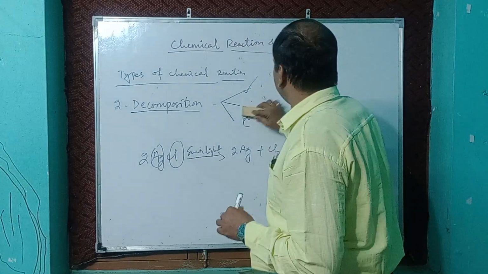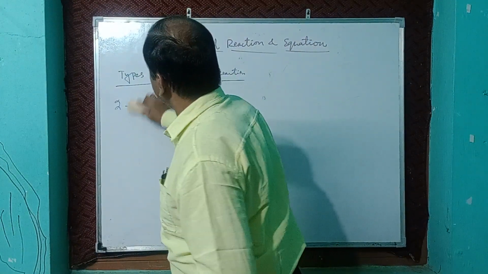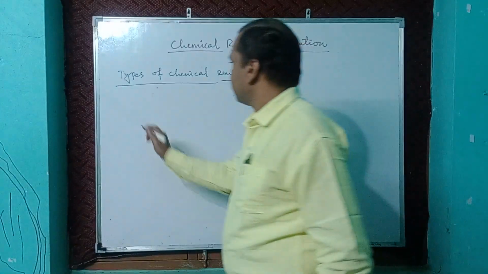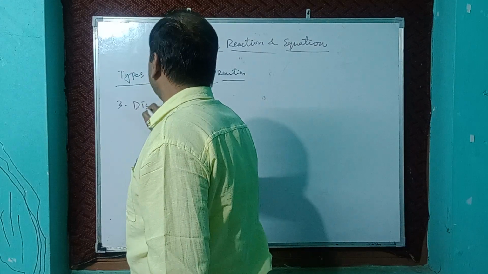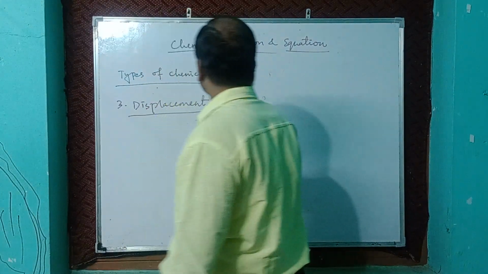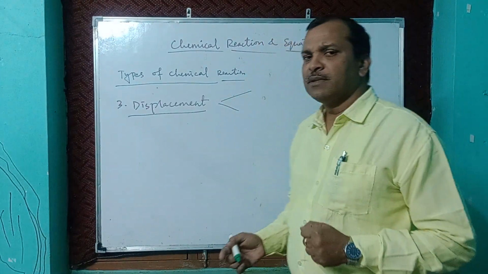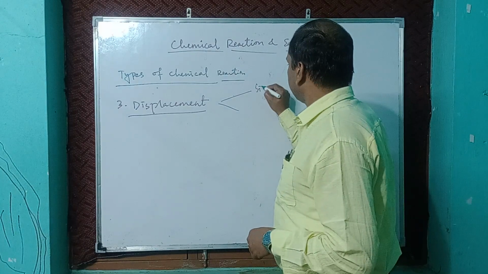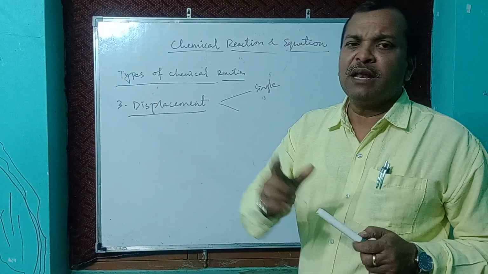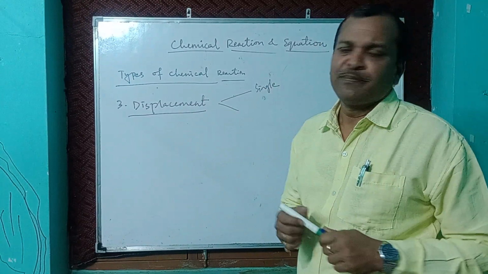Third one is displacement. In displacement, two types of displacement are there. First one is single displacement. Second one is double displacement. In single displacement, only one element will be displaced. In double displacement, two elements will be displaced.